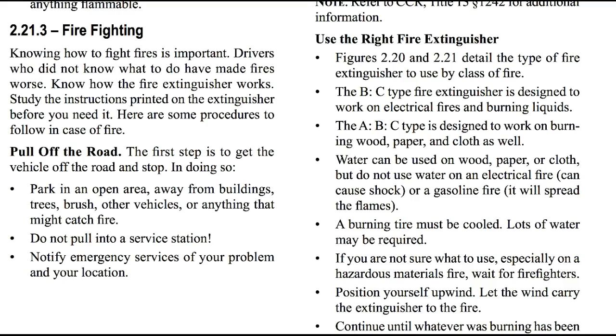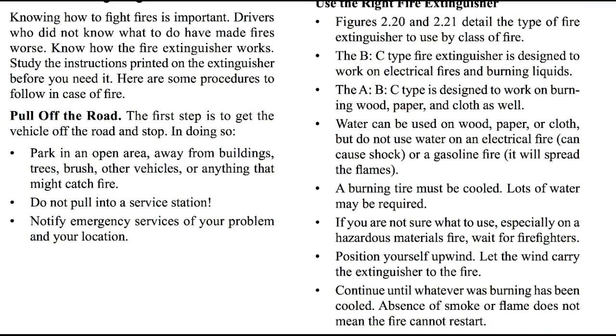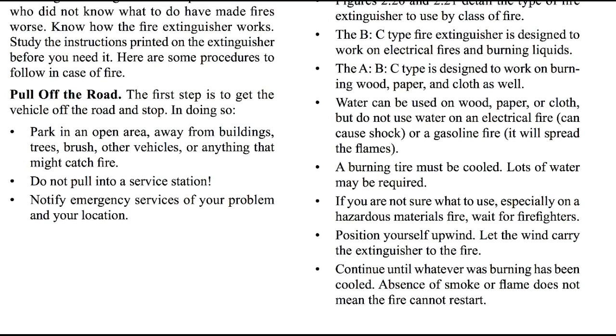The B type and C type fire extinguisher is designed to work on electrical fires and burning liquids. The ABC type is designed to work on burning wood, paper, and cloth as well. Now, water can be used on wood, paper, or cloth, but do not use water on an electrical fire. This can cause shock. Or a gasoline fire. It will spread the flames.